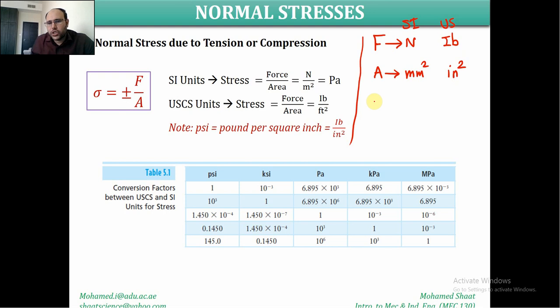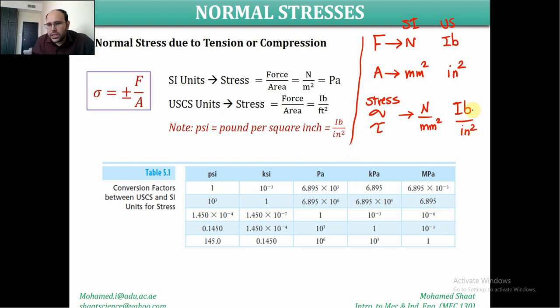So how about the stress? Whatever it is, normal stress or shear stress, what should be the unit? According to the definition of the stress, it is force divided by area. So the same thing should be applied to the unit. It would be force, which is Newton, divided by area, which is millimeter square, if we are working in the SI system. If we are working with the US system, it will be pound, because the force here is pound, divided by the area, which is inch square.